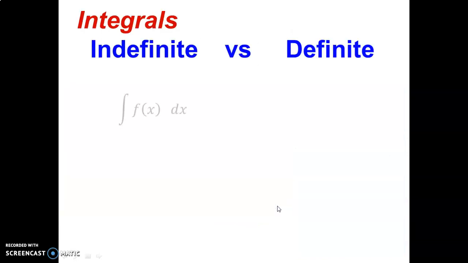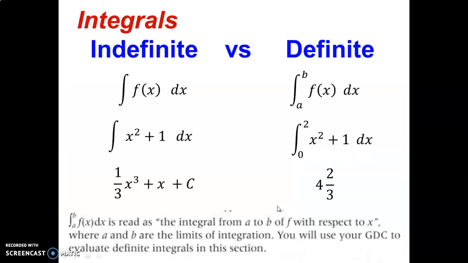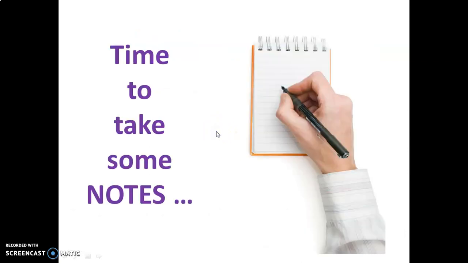Okay, let's take a look at how we get that value. So now, to read that kind of definite integral, we say the integral from a to b of f with respect to x, where a and b are called the limits of integration. And we will use our GDC in this section. We'll do one without the calculator, but most of it we'll be doing with the calculator. So let's take some notes on the page that has been provided to you.